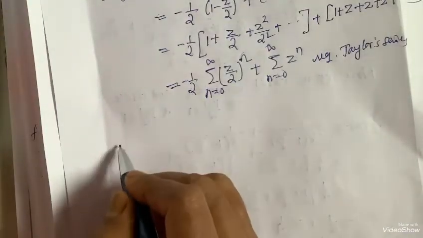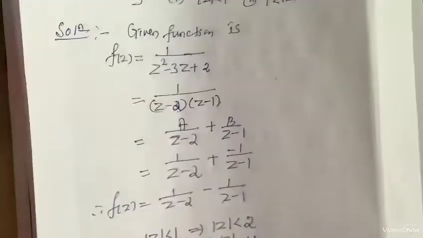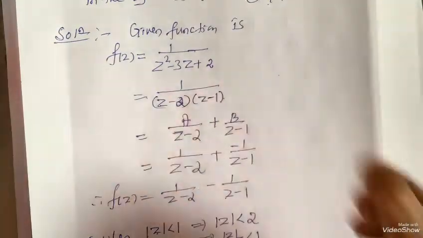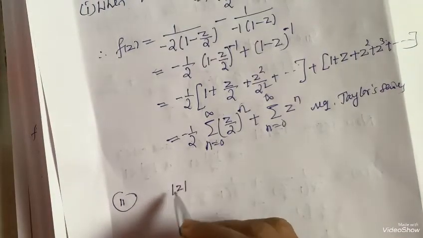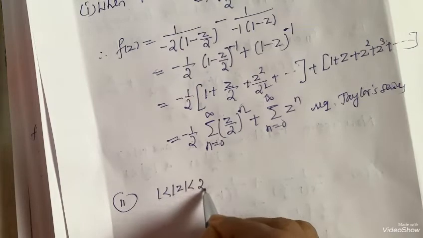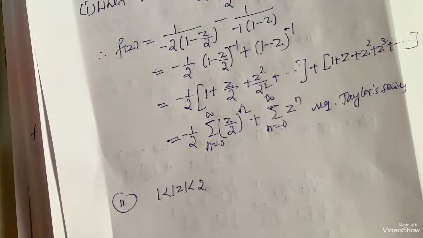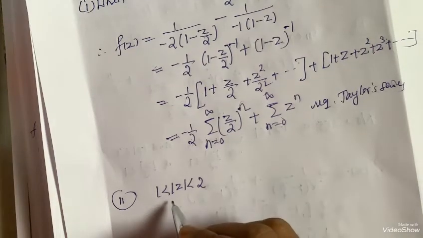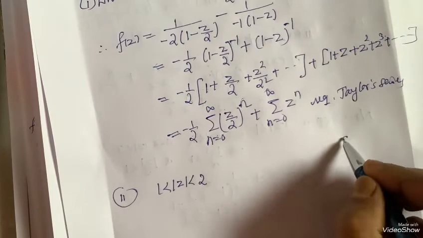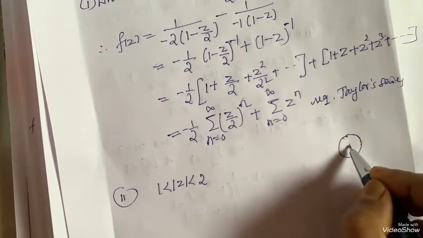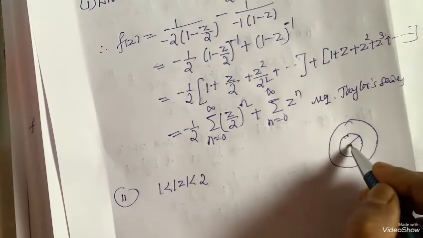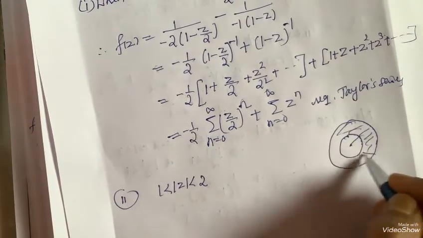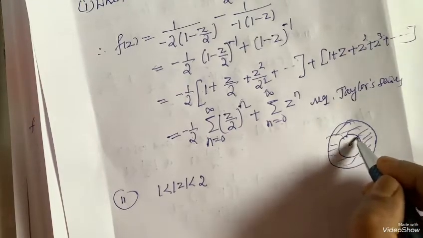This is for one region. Next region. The second region given is mod z more than 1 and less than 2. Within the analytic region, in this region also the function is analytic, because 1 is removed and 2 is also removed. This is the circle with radius 1 unit, and this is the circle with radius 2 units. So this is the analytic region, in which the function is analytic.